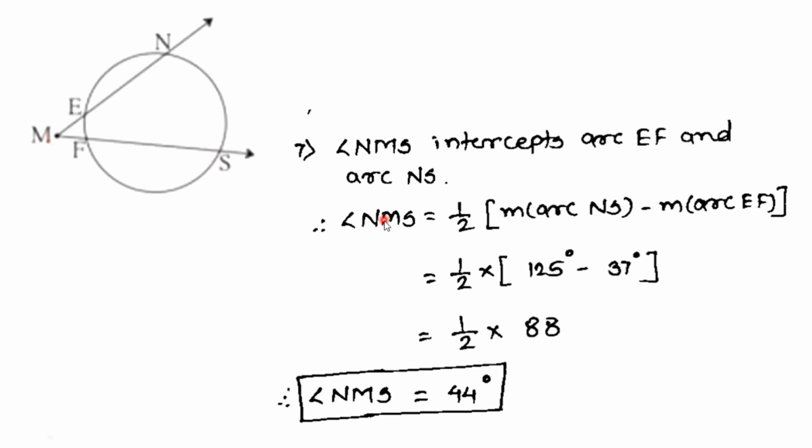So if this is the case, then we have a property to find the measure of that angle, that is angle NMS, is equal to half of the difference of measure of these two arcs. So we have to take half of the difference of these two arcs, that is measure of arc NS minus measure of arc EF. So that is equal to 1 half into measure arc NS is 125, which is given, minus measure of arc EF, which is 37 degrees, that's given. So 125 minus 37, that is equal to 88. So half of 88 is 44 degrees. That's why measure of angle NMS is 44 degrees.